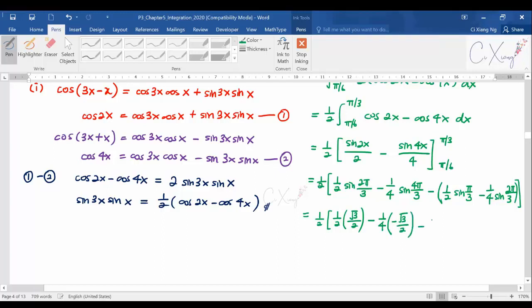Okay, then minus again, sine pi over 3 should be square root 3 over 2. Okay, and after that, you can have a plus here, 1 over 4 sine 2 pi over 3. So sine 2 pi over 3 is also square root 3 over 2.